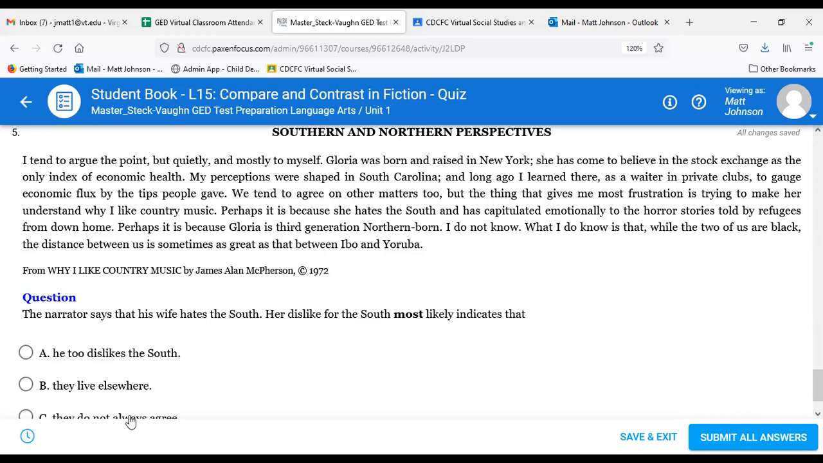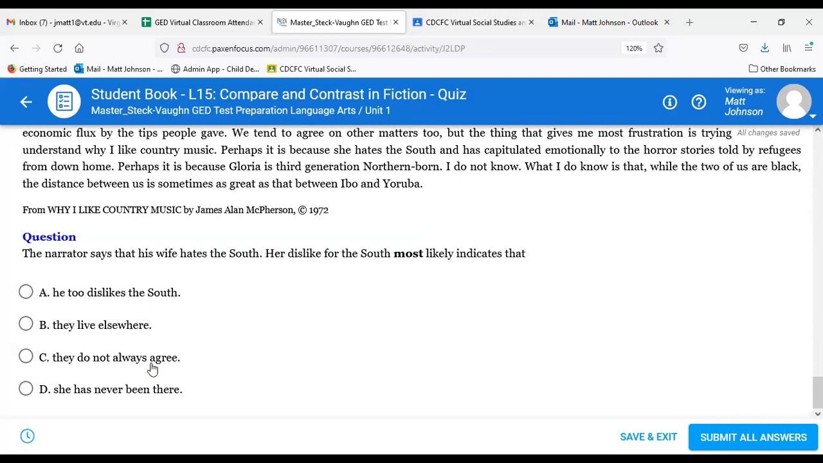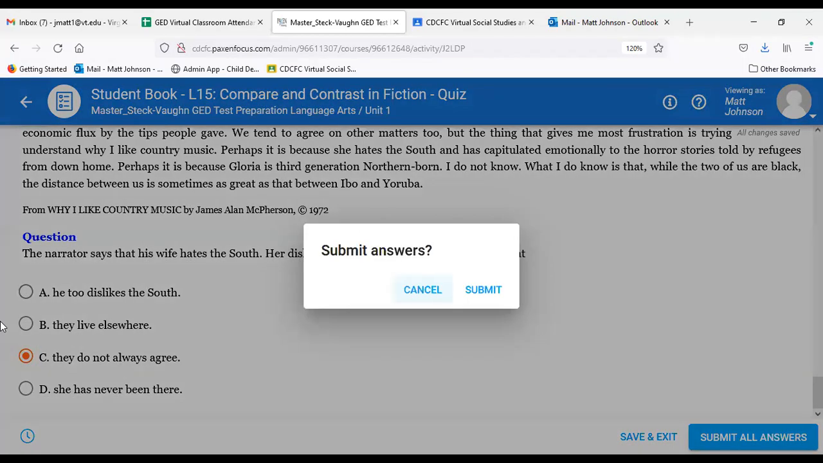Okay, it says the narrator says that his wife hates the South. Her dislike for the South most likely indicates that A, he too dislikes the South, B, they live elsewhere, C, they do not always agree, or D, she has never been there. Is it C? Yeah, they just don't always agree, right? Which is often the case when people are from different parts of the country or even different parts of the world. So that's our 5 questions for the quiz.